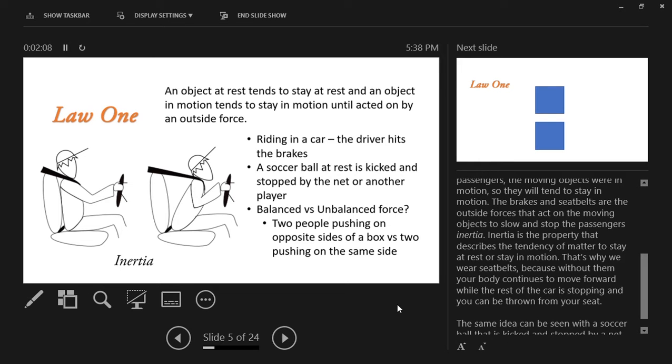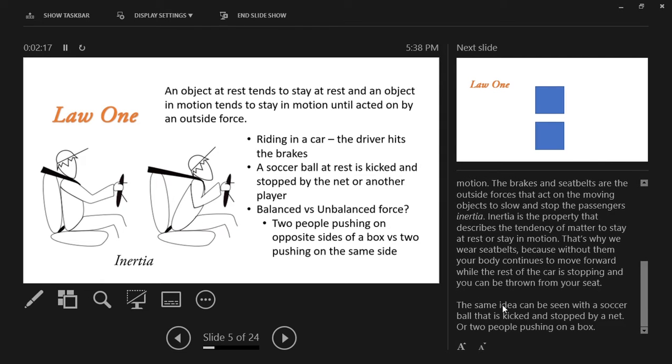passenger's inertia. Inertia is the property that describes the tendency of matter to stay at rest or to stay in motion. And that's why we wear seatbelts, because without them your body continues to move forward while the rest of the car is stopping, and you can be thrown from your seat.